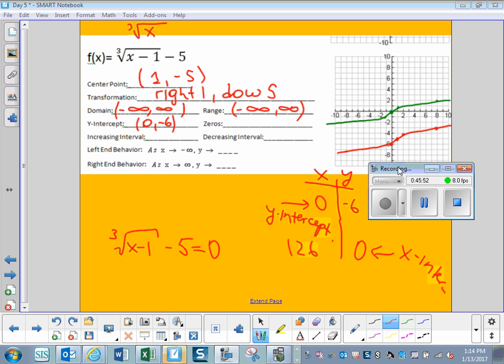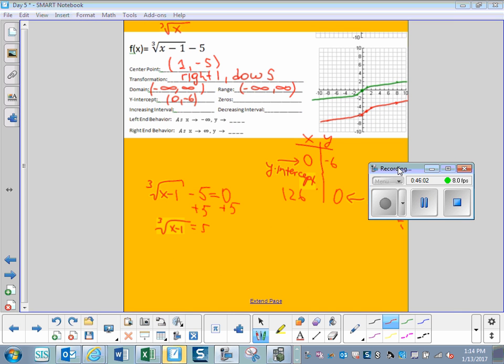Remember? Right? Yes. And then when I solve this, plus 5 plus 5, third root of x minus 1 equals 5. What do I do from here? Not root. I already have root. I want to get rid of the root. To the power of 3, right? I cube everything, both sides. 5 cubed. So x minus 1 equals 125. Plus 1 gives me x equals 126, which is what Isaiah found in the table. Right? Make sense?